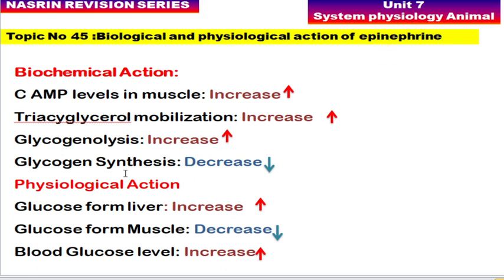Next, regarding glycogen synthesis, epinephrine will actually decrease the glycogen synthesis. The physiological action of epinephrine includes increasing the glucose from liver, as well as decreasing the glucose from muscle, and this epinephrine hormone also increases the blood glucose level. So the biochemical action of epinephrine includes increasing the cAMP level in muscle, triglyceride mobilization and glycogenolysis, whereas it will decrease the glycogen synthesis.